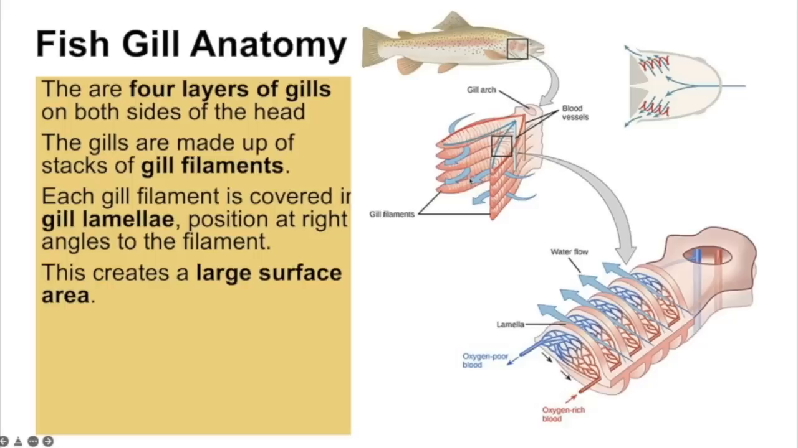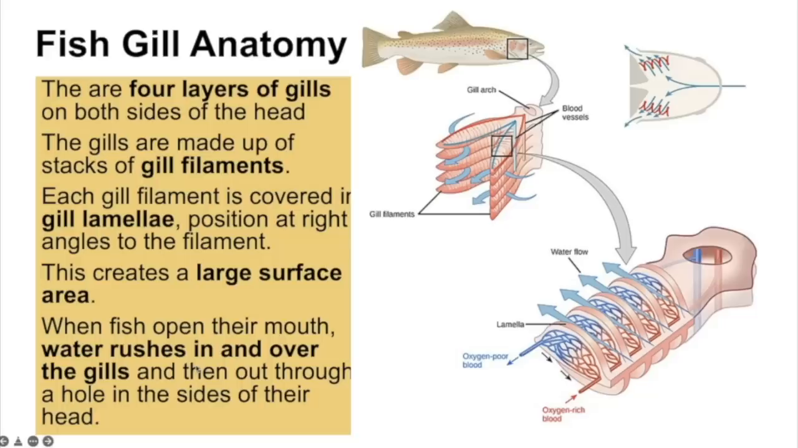Each gill filament is covered in gill lamellae, and these are positioned at right angles to the filament. So this here is the lamellae, and this part is the filament. Because there are so many, that creates the large surface area. So that's the first adaptation ticked off. Because there's so many gill lamellae and gill filaments, it creates that large surface area.